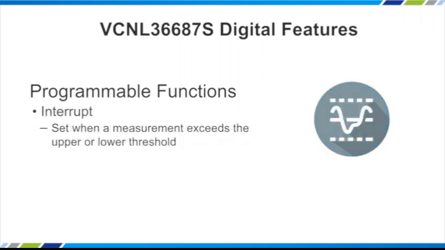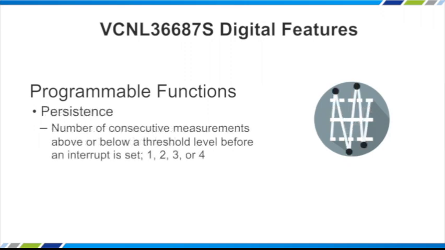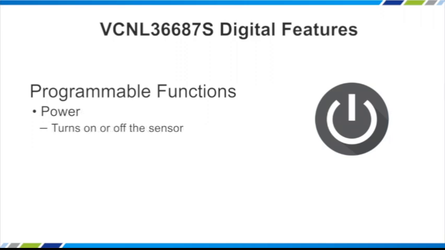You can set an interrupt so that when a measurement exceeds an upper or lower threshold, you'll notify the microcontroller of that event. You can also set the persistence, which means the number of consecutive measurements that have to be above or below that threshold before you send the interrupt. And finally, you can turn it on or off.